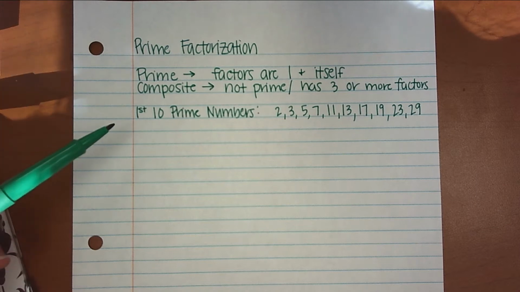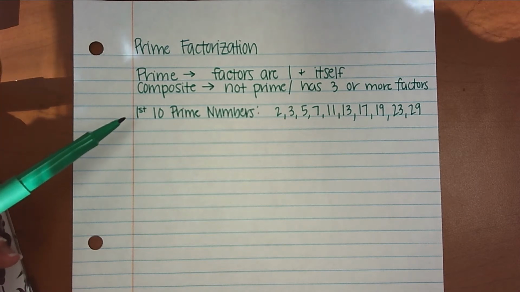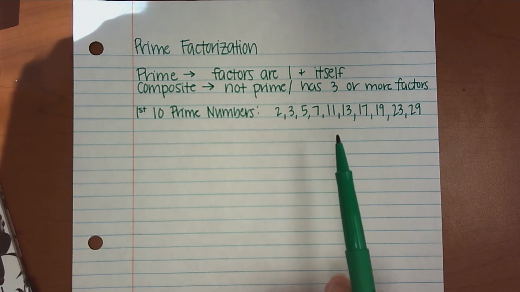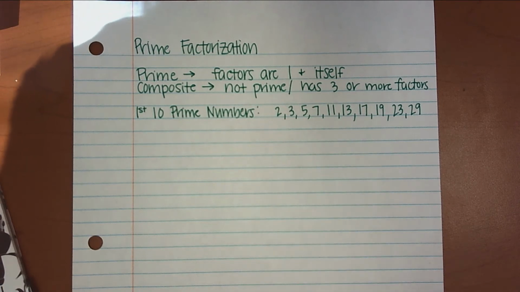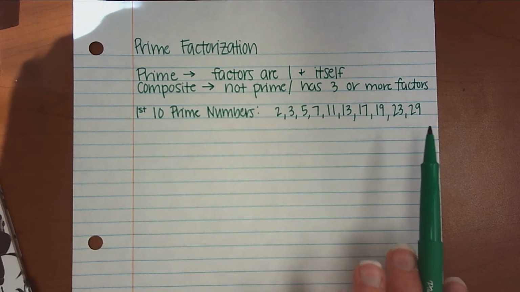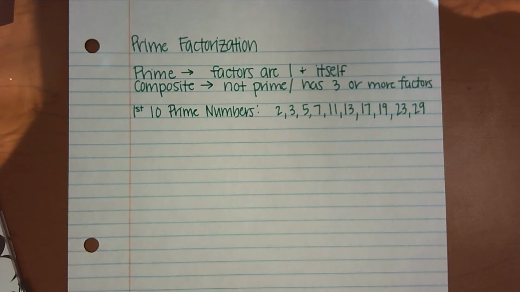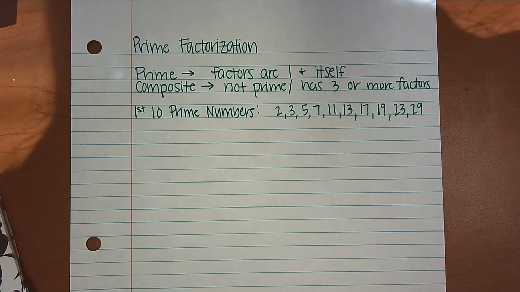And so what I've done here is I've also listed the first 10 prime numbers for you: 2, 3, 5, 7, 11, 13, 17, 19, 23, and 29. If you need to take a second to pause the video and get this first part copied, that's okay. I just wanted you to hear what I had to say first about definitions so that we can move to the next part.